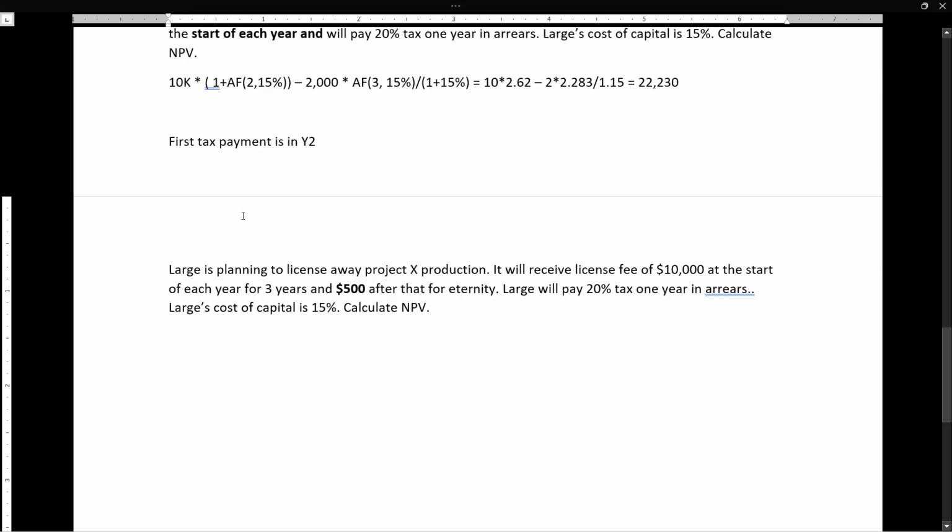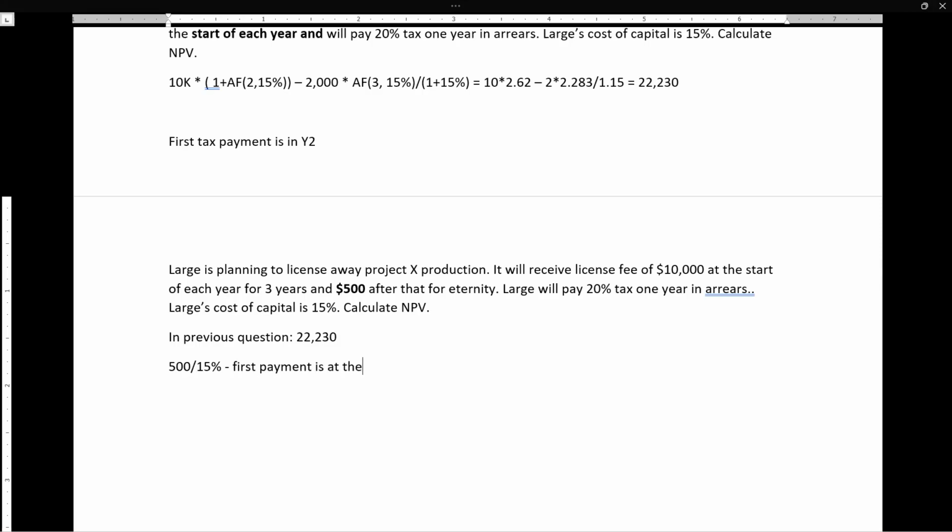So what does it mean? Well, we will need to take this 22,230. So in the previous question, it was 22,230. And then we will need to handle the effect of eternity. So look, 500 will be paid at the start of year 4. So at the start of year 4 means that when we divide it by 15% to find out what the perpetuity value is, we would assume that the first payment is at the end of year 3, because the start of year 4 is the end of year 3.